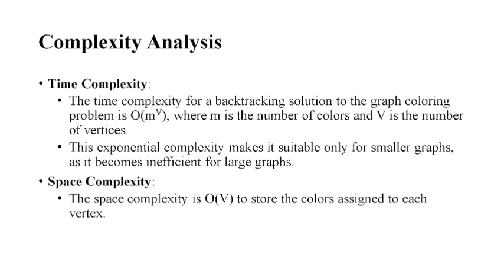The complexity analysis. Time complexity. The time complexity for the backtracking solution to the graph coloring problem is O(m^V), where m is the number of colors and V is the number of vertices. This exponential complexity makes it suitable only for smaller graphs, as it becomes inefficient for larger graphs. Space complexity. The space complexity is O(V) to store the colors assigned to each vertex.